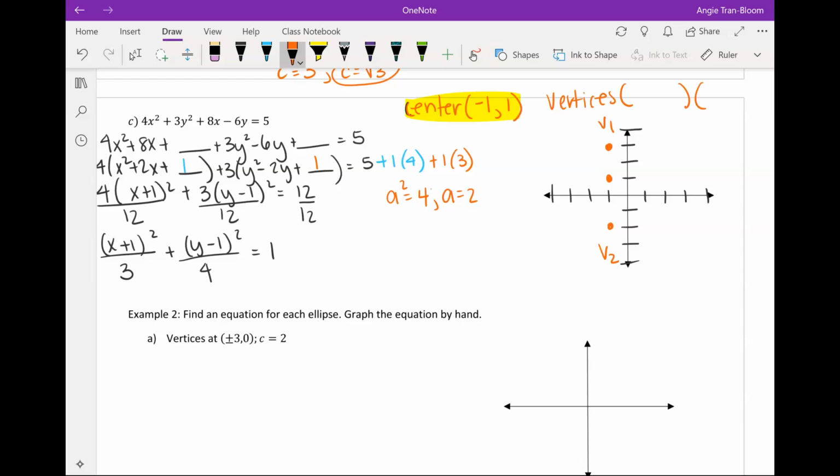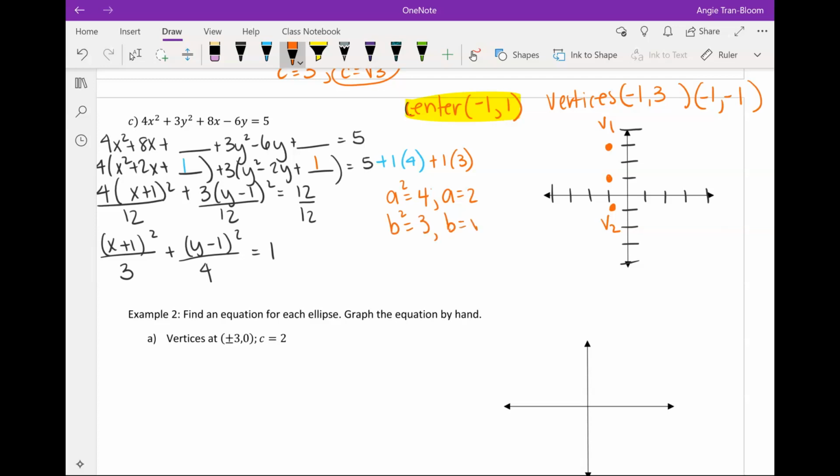What's the first ordered pair for vertex 1? -1, 3, and then -1, comma. Oh, I went down too much, huh? It's supposed to be just one down. There you go. -1. Vertex 2. Okay, we got our vertices. Is it possible to find a b value? Yes. What's b squared? 3. Yep.